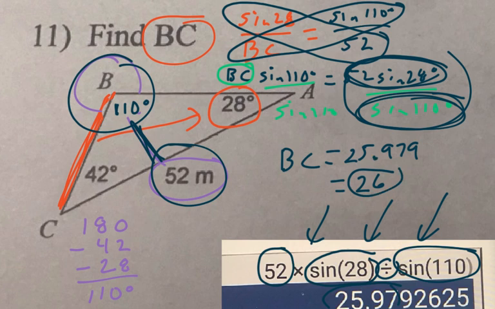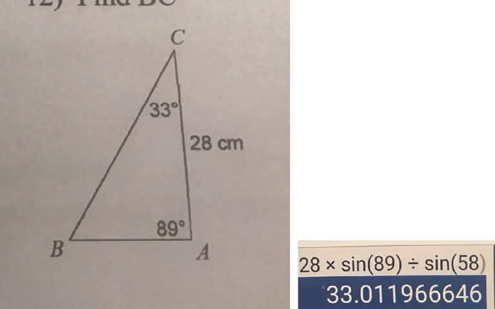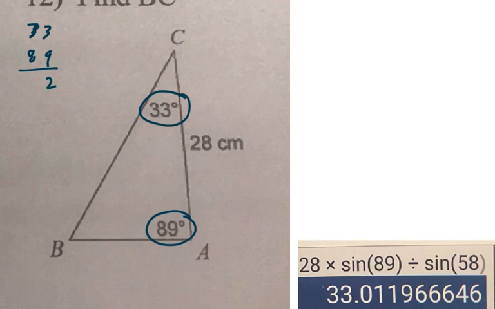And that is the law of sines. Okay, let's pick up the pace here just a little bit. Here's a similar problem. So I know this angle's 33. I know this angle's 89. I'm going to add 33 with 89. Let's see what that is. 122. I'm going to subtract from 180. And if I do that correctly, this angle comes out to be 58 degrees.